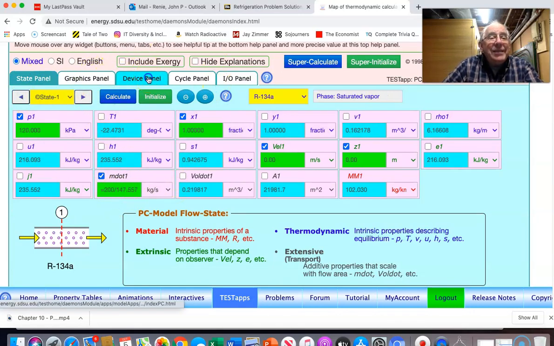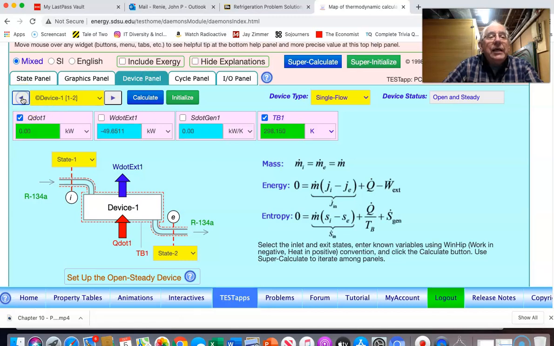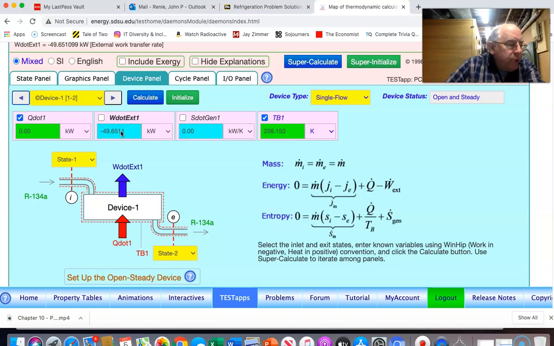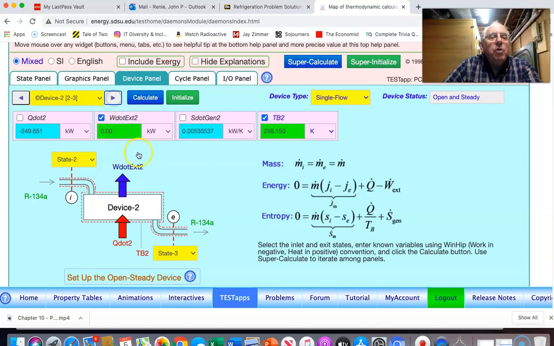Now, if we were to go back to the device panel, we would then see that here's the work of our compressor. It goes up to 49.65. That's actually one of the questions that's asked, the power input of the compressor. So 49.65 kilowatts at the new flow rate. And then we go to our, okay, something happened here. This should have come back at 200 kilowatts, if we did the mass flow correctly.